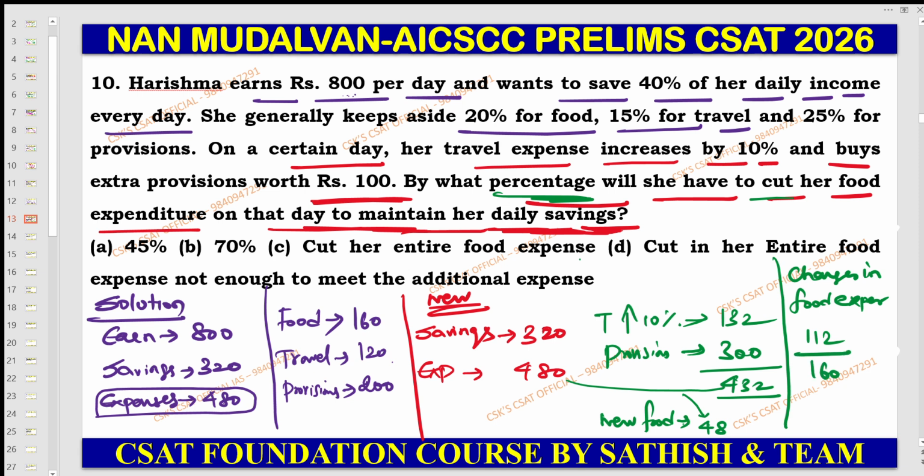What is the original? 160. Since it's a percentage, you have to multiply with 100. 4 table you cancel here. 40, 28. 100 getting cancelled. Here 7 times. 7 into 10 becomes 70. So 70% she has to cut from her food expenditure in order to maintain the same savings. Understood, guys? It's a lengthy question, but still manageable to do in the examination. Just calculations only. So now let me complete the part 1 discussion today.